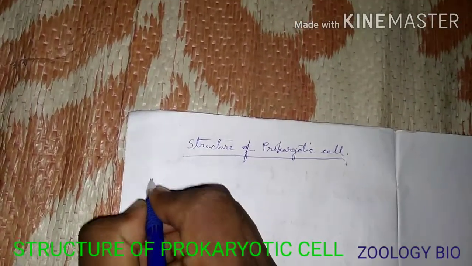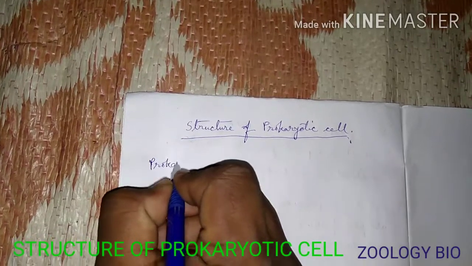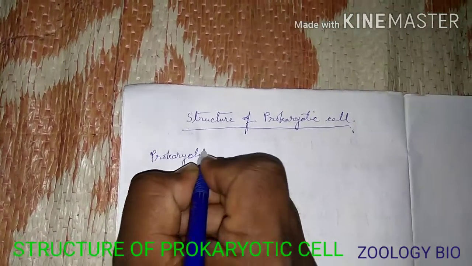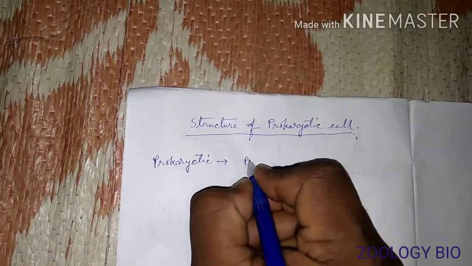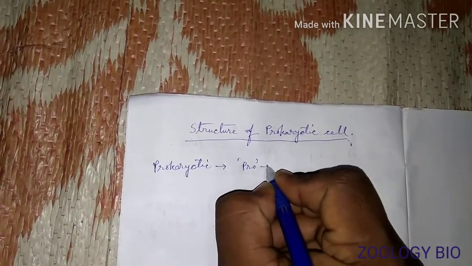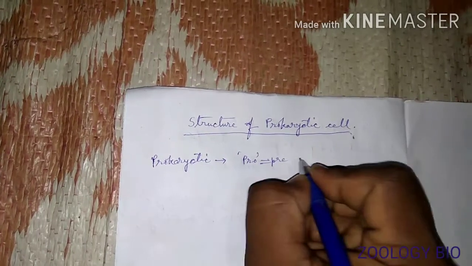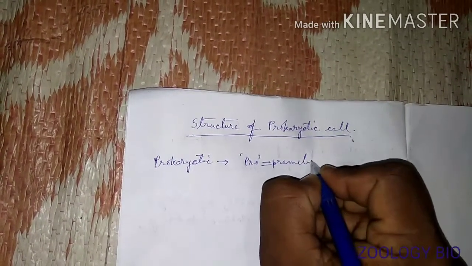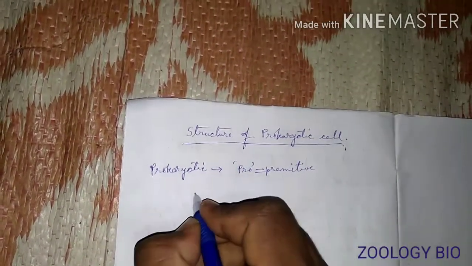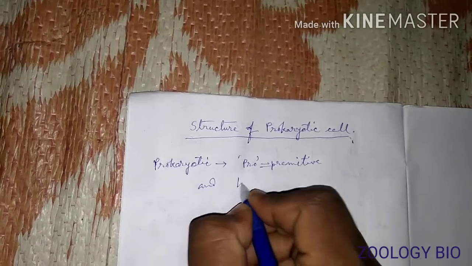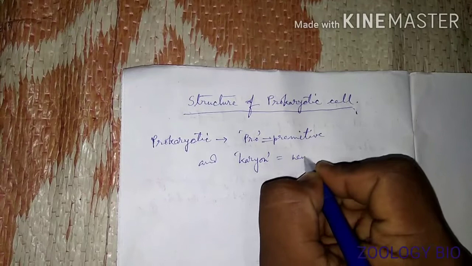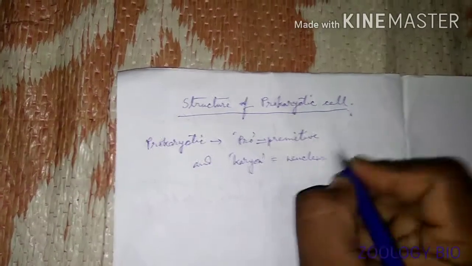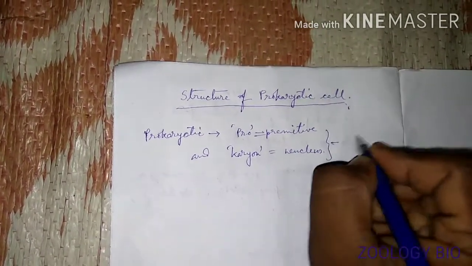You all know that the term prokaryotic comes from pro, which means primitive, and karyon, which means nucleus, in Greek word.